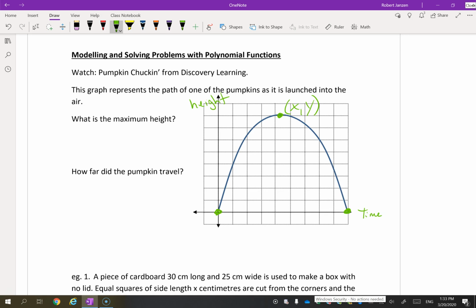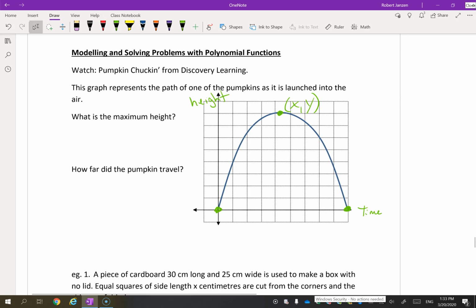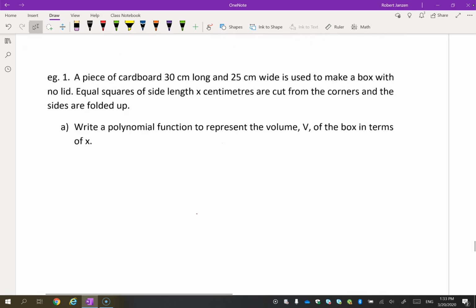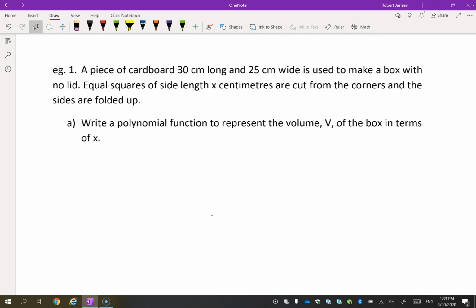So, if the pumpkin or the watermelon would have taken off, it would have made the path of a parabola. Now, when you get to grade 12, we're no longer talking about parabolas. Usually they're going to be cubic functions. Okay? So this time, instead of trying to come up with the equation of a quadratic, we're coming up with the equation of a cubic. So let's see what this one says.